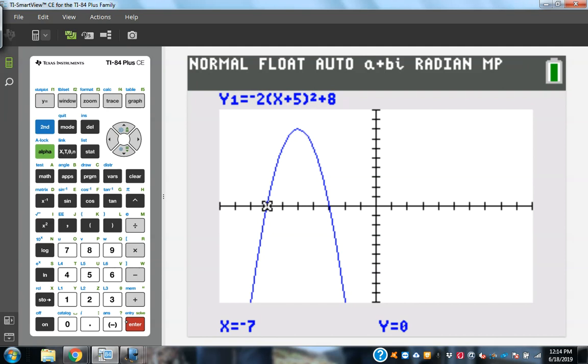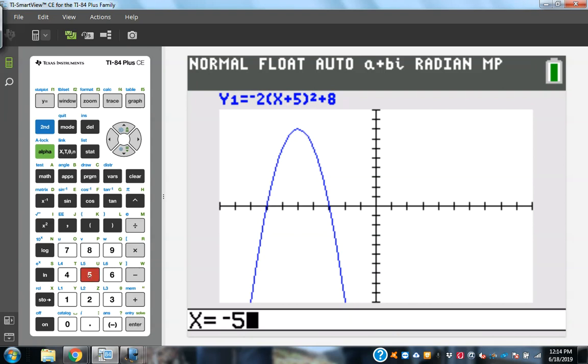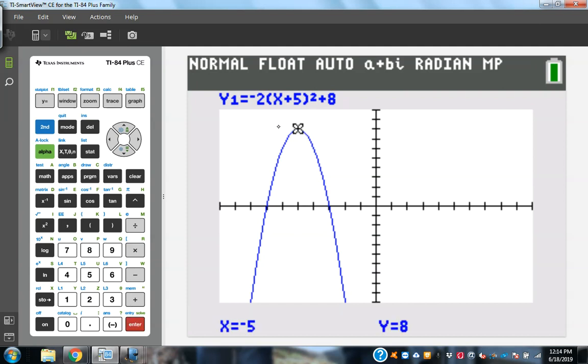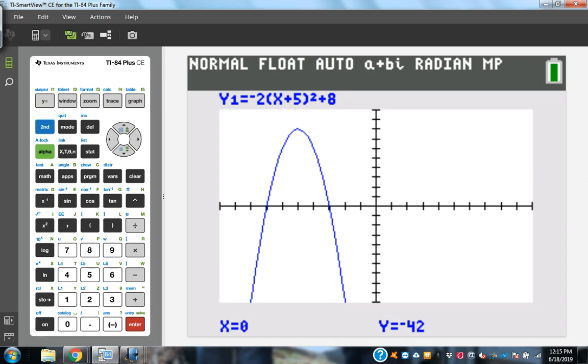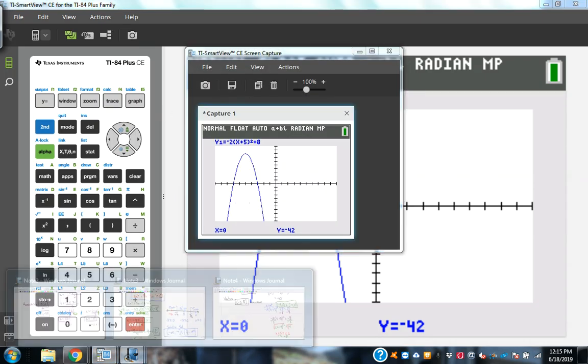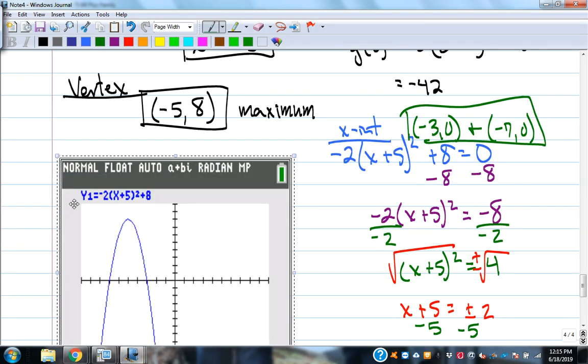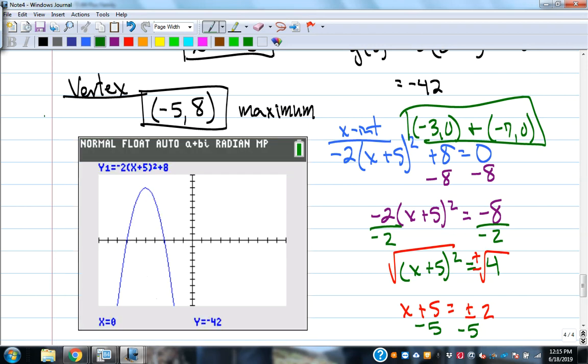Good job. And then the vertex, the x value should be -5, I think. So trace -5. Yeah, there it is. And the y value is 8. We got that from the vertex form of that. It's opening down because of the -2 that was in the front. We see the maximum point up there at the top. If I hit trace 0, that'll get me my y-intercept, which is -42. Works out real nice. So what we're doing is just verifying that the things happening on this graph are happening with the equation. We're just working our way back and forth with those. So always nice to have that in there. I'll put that picture in my notes. Looks good.